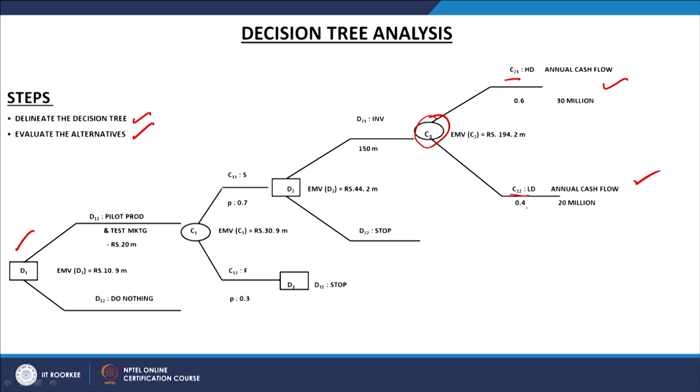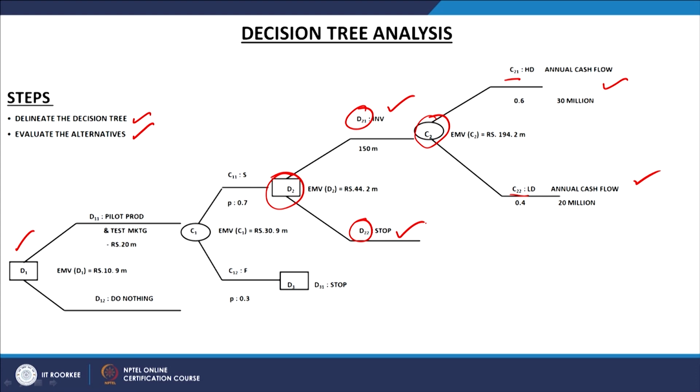On the basis of the NPV coming out here, we will have to evaluate this decision. There are two possible decisions we can take: either decision D21 or decision D22. If we take this decision, we go for the investment, and if we take this decision, we go for stopping; we will not make the investment.